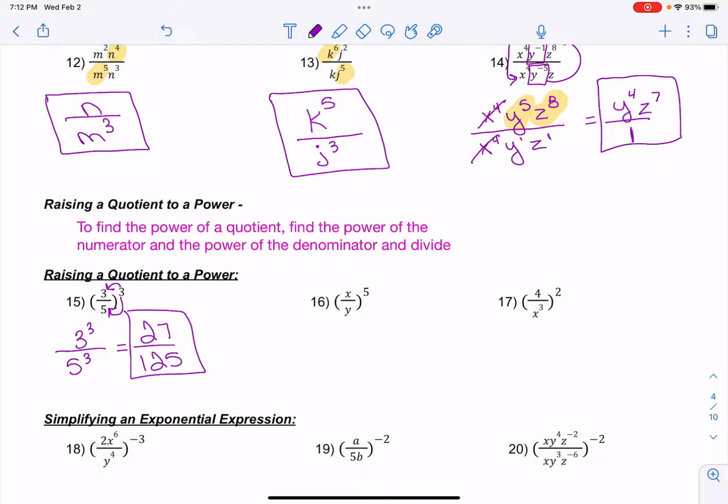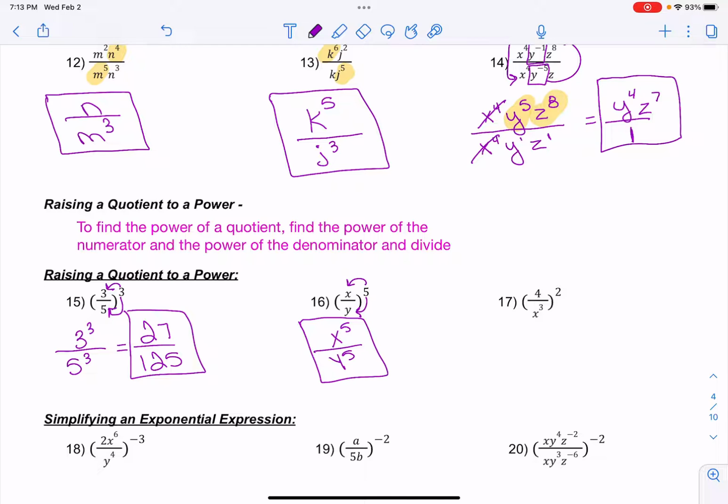For 16, we don't have numbers. We are just dealing with variables, but still the same concept. We have x over y to the fifth power. So we distribute that 5 up top and below. So that gives us x to the fifth over y to the fifth. And that's as much as we can simplify that one.